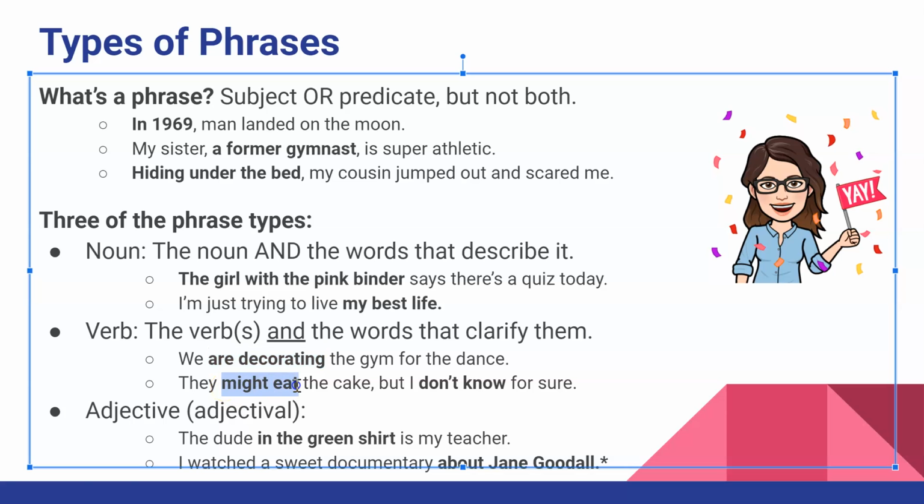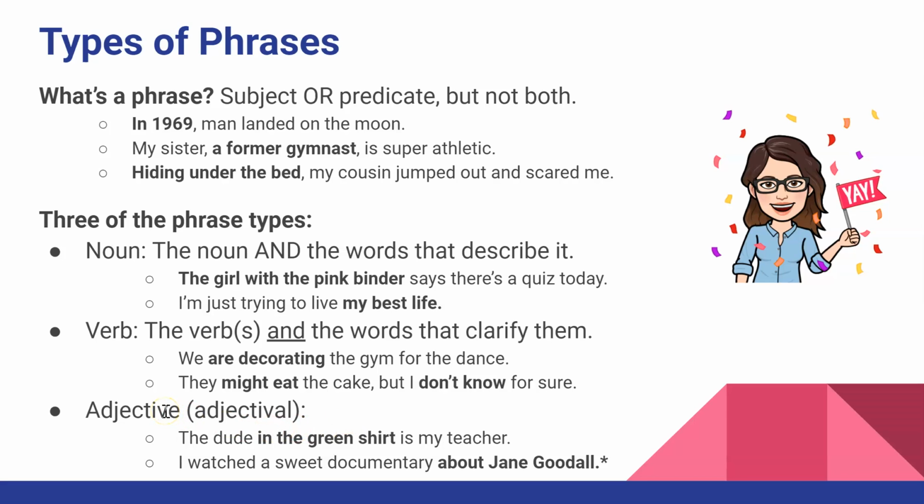Might eat are more verbs. Now, in this second sentence, they might eat the cake, but I don't know for sure. There's technically 2 separate independent clauses in here, right? 2 separate sentences combined by a comma and FANBOYS word. Not digging into that right now, but that's why there are so many verbs going on. That's why there's more than one verb phrase. Okay, so keep in mind that sentences can have more than one phrase in them, or even more than one phrase type.